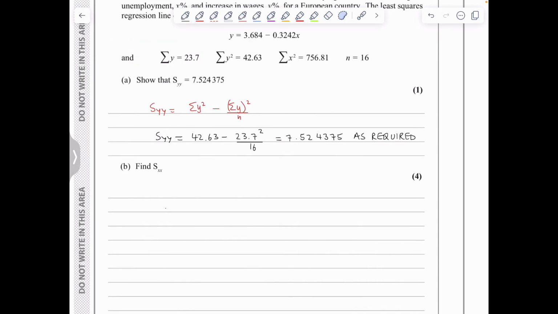In part B, I need to find SXX, and I will start by reminding ourselves that the average of y, the mean of y, is simply a plus bx bar, where a is 3.684 and b is the gradient of the line of best fit, the negative 0.3242. This will help me find x bar, because for y bar I know it's 23.7 over 16, which is the sum of the y's over the number of observations.